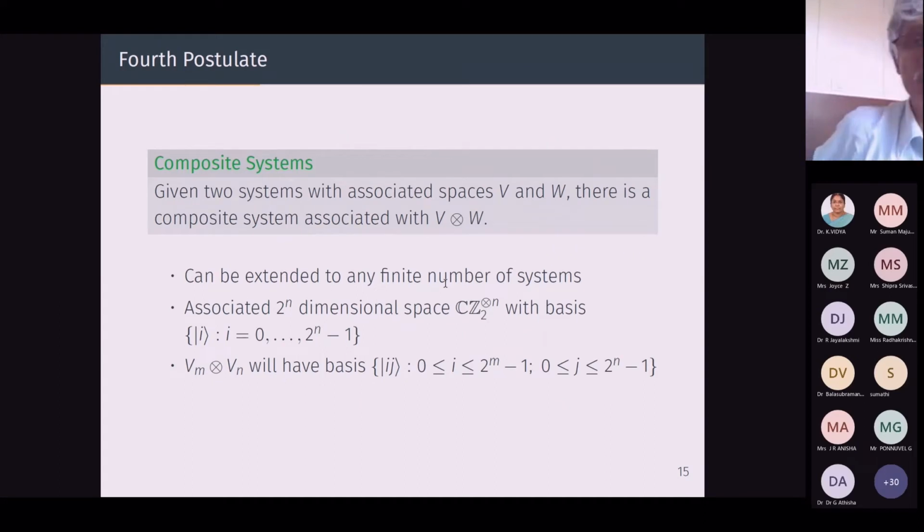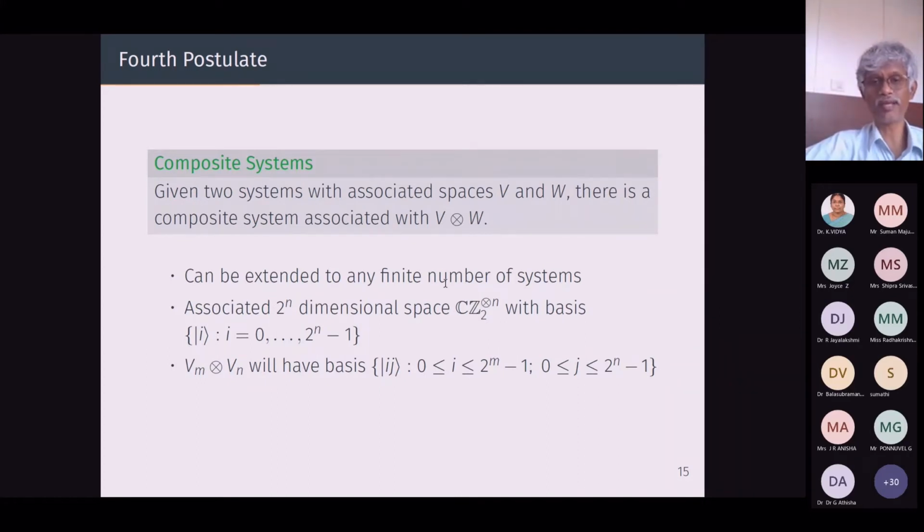So the fourth postulate is coming to this tensor product business. We have two quantum systems. With one system you associate V, with the other you associate W. So for this composite system, the basic space where you have to operate is V tensor W. That was the motivation for defining this V tensor W. So if we have V and W corresponding to two quantum systems, then the composite system, which is the sum total of both these quantum systems, has a state space which is going to be the tensor product of V and W. We have already seen this, right? We can extend this to any finite number of systems.